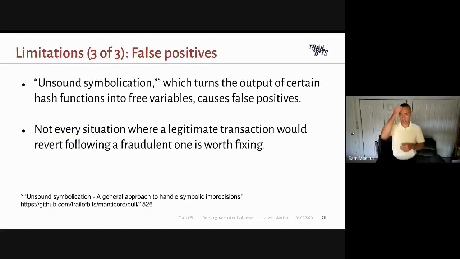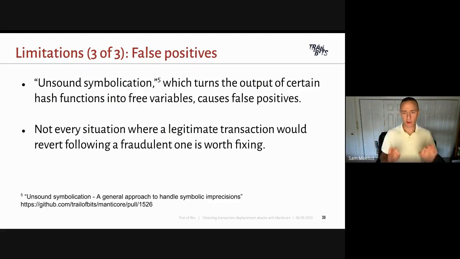All right, finally, there are some rare situations where you can get false positives. First of all, Manticore has this feature called unsound symbolication. What this does is turn the output of certain hash functions into free variables. This is a very useful feature because it can allow Manticore to search parts of the search tree that it otherwise would not be able to search.